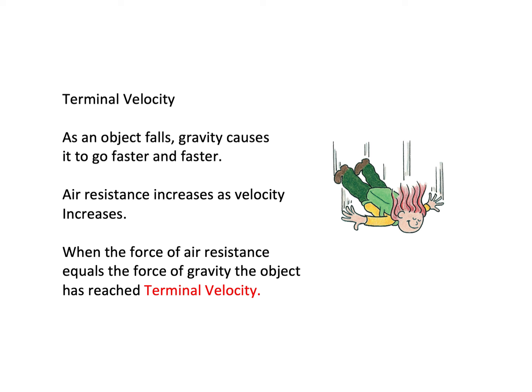Now, in the previous example, we were given a constant 200 newton air resistance force. But actually, when things are falling and speeding up, as things go faster and faster, the air resistance actually gets bigger and bigger. Eventually, the person is falling faster and faster and faster, and the air resistance is getting bigger and bigger.